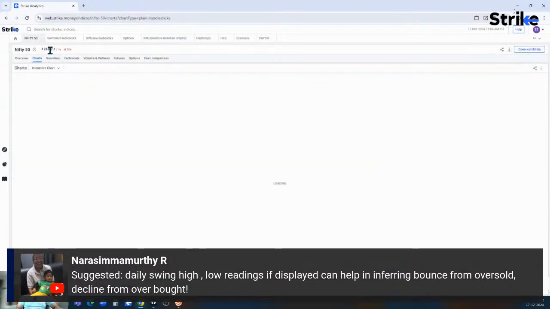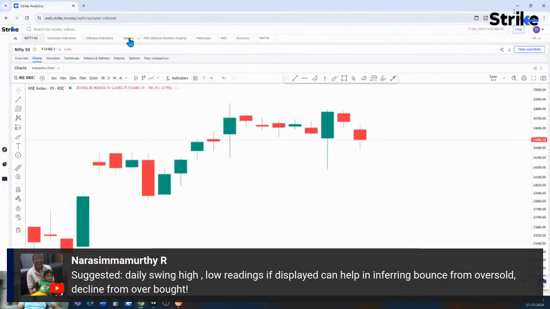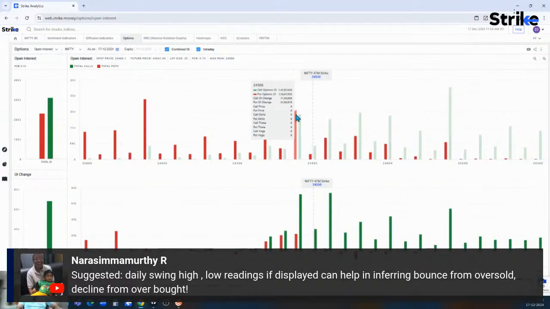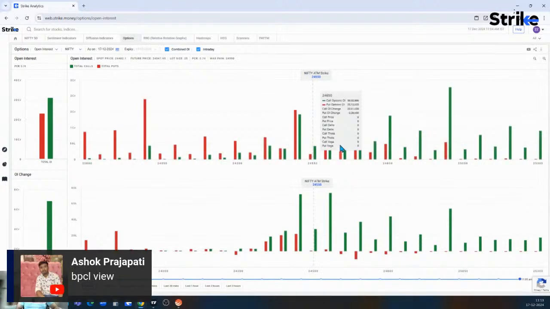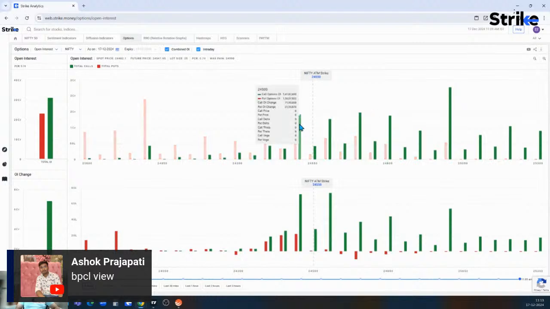We can see the spot price is at 24,480, which has gone below 24,500, the put highest open interest built up. The next highest is at 24,400, but it's not so much built up over here. So we'll need to check if 24,400 holds or not. Looking at these big green color bars, there is more call shorting happening, which is not giving a bullish view right now. So stay cautious.